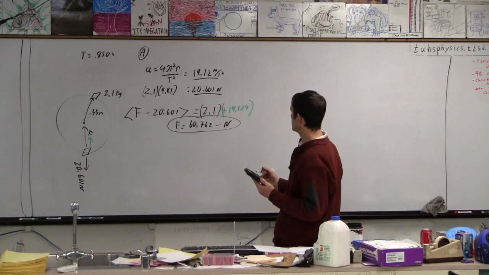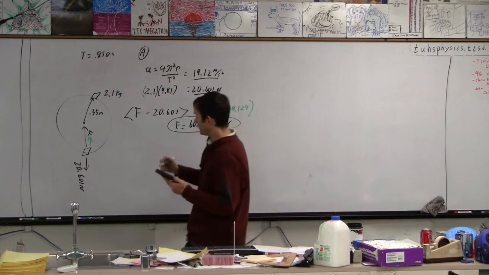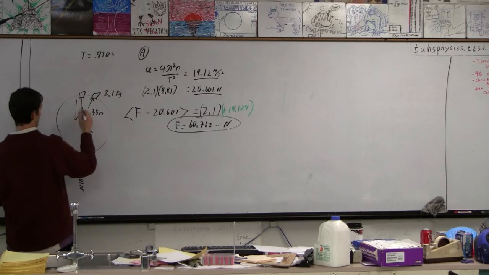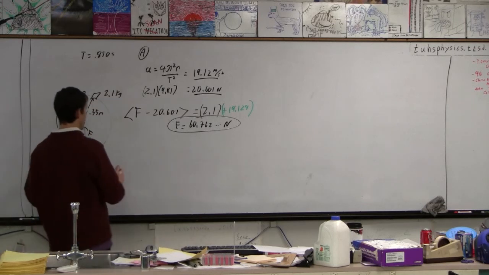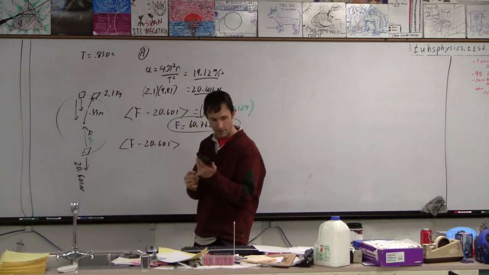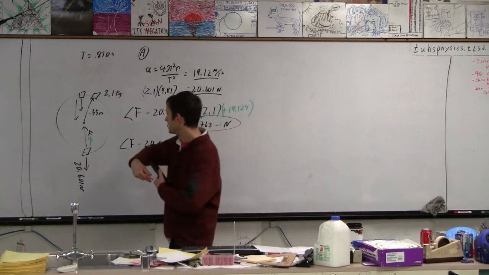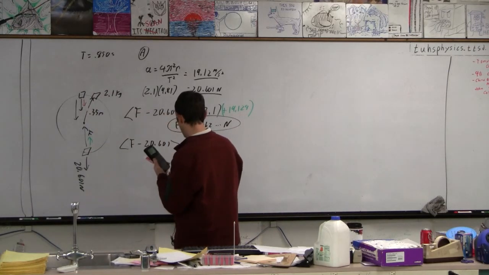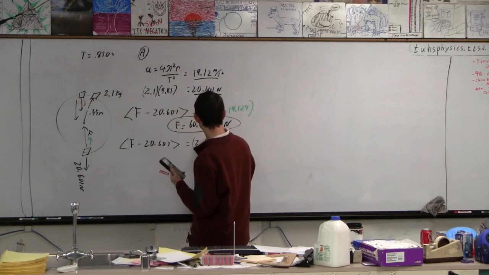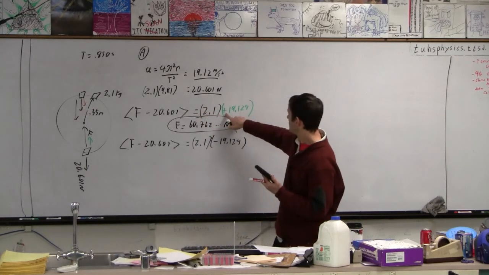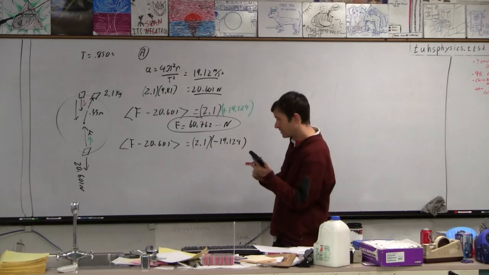It's rounded on your sheet, kind of. And then the only difference is at the top, the force of gravity is down, and the unknown force is, well, probably down, right? Okay. And we can set this guy up. We can go force minus 20.601. The difference is that at the top, the center is below you, and so the acceleration at the top is down. It's going to be a negative number, right? So that equals 2.1 times negative 19.124. At the bottom it's positive, at the top it's negative, yeah? Okay.